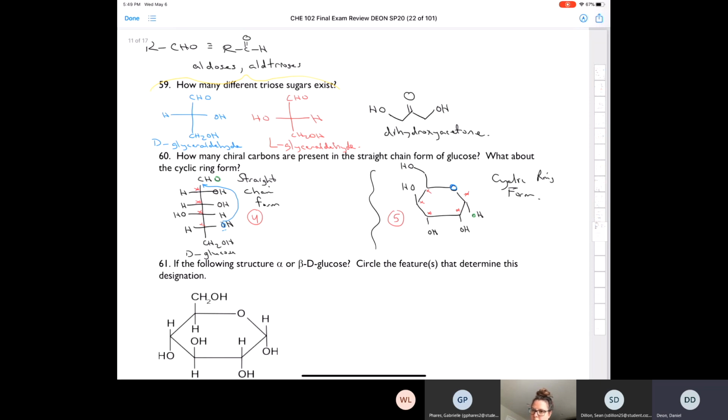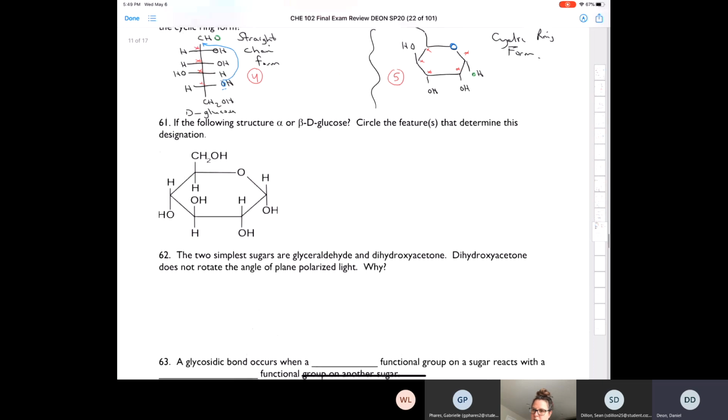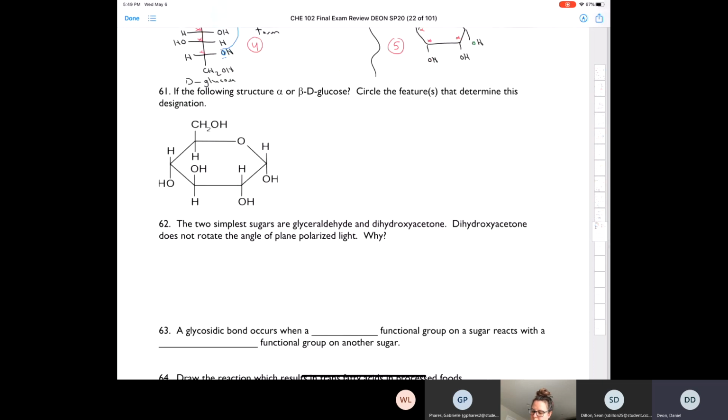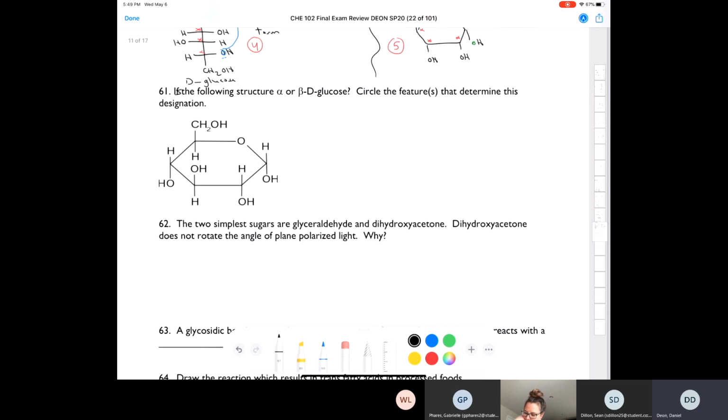Okie doke. Let's take a look at a glucose molecule. It should say: is the following structure alpha or beta D-glucose? I'll fix that. I know you all know the answer, that this is alpha, right? And we'll put here alpha D-glucose.